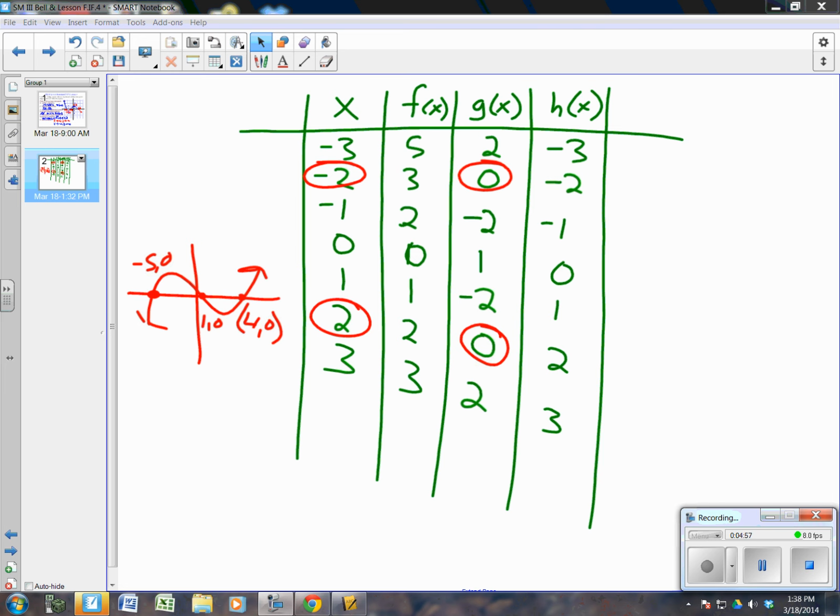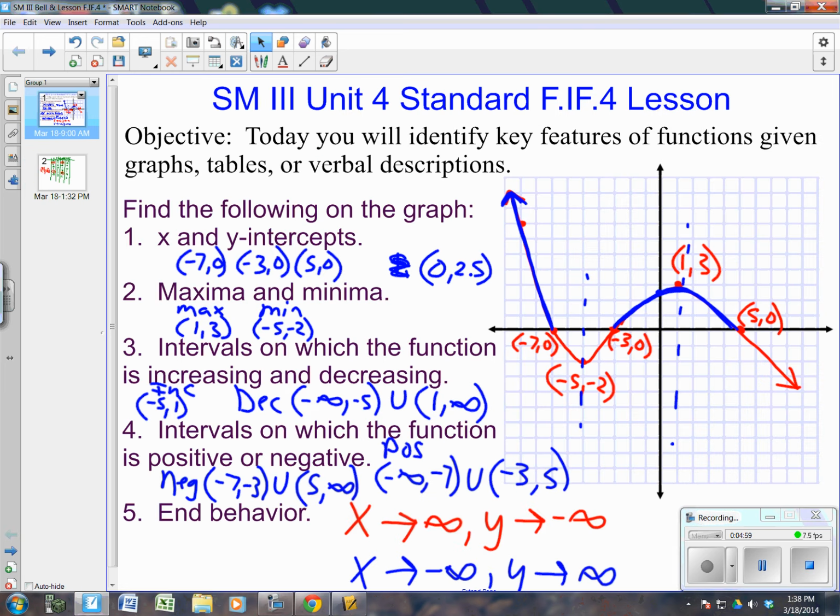All right, I forgot to talk about the objective. Going back here, you guys. The objective is today you will identify key features of functions given graphs, tables, or verbal descriptions. So like on this one, we identified x and y intercepts, maximums and minimums, where it's increasing and decreasing, where it's positive and negative, and we identified end behavior. We've done this. We did a little bit of it last year. We did some at the first of this year.